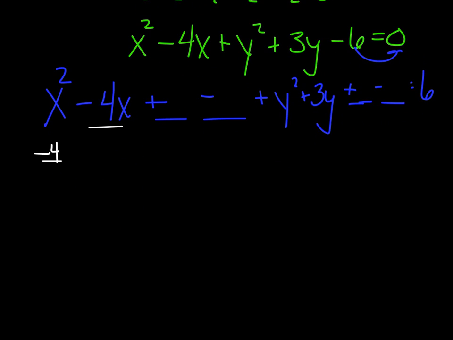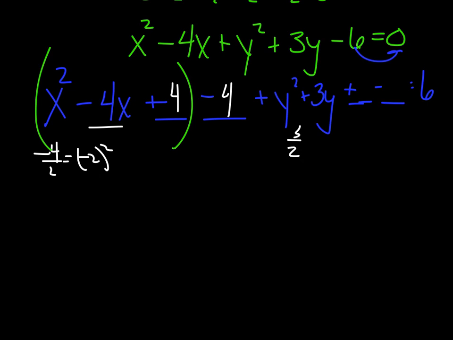Take that b term, cut it in half, -2, square it. I'm going to add 4, subtract 4, and again wrap the first 3 terms up. Do the same thing here. I'm going to take 3, cut it in half. Oh no, it's not a pretty number, no big deal. I'm just going to leave it as 3/2 since I don't know what it is exactly. Wrap it up, square it. Square the top, I get 9. Square the bottom, I get 4. So I'm going to add 9/4 and subtract 9/4. No big deal, it's just a fraction. Wrap those first 3 terms up.